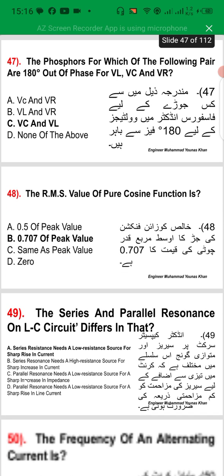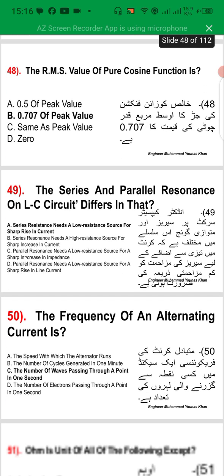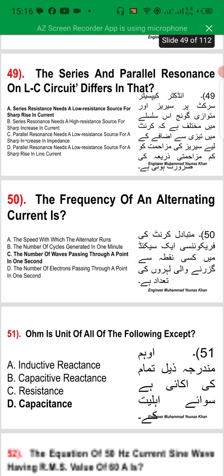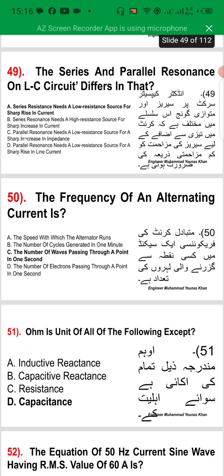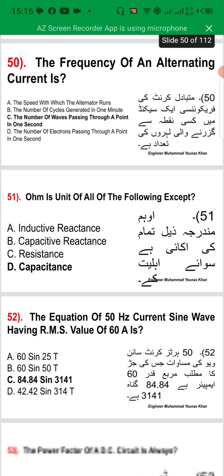The phasors for which of the following pairs are 180 degrees out of phase: VL, VC and VR, VC and VL. The RMS value of a pure cosine function is 0.77 of peak value. The series and parallel resonance in an LC circuit differs in that series resonance needs a low resistance source for sharp rise in current. The frequency of an alternating current is the number of waves passing through a point in 1 second.